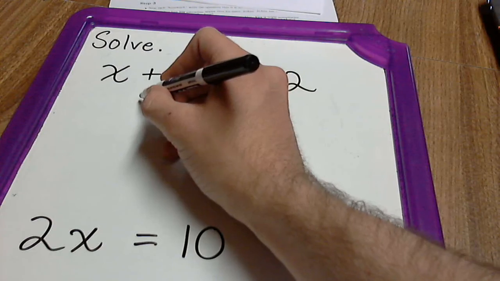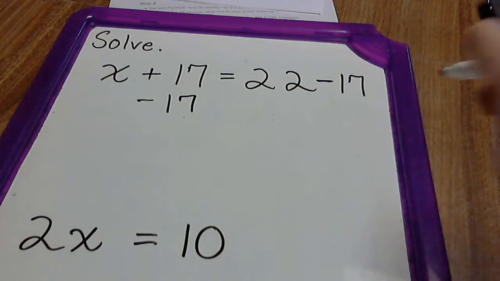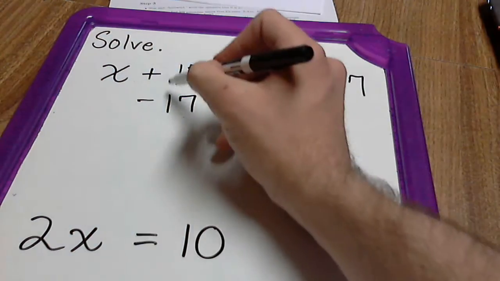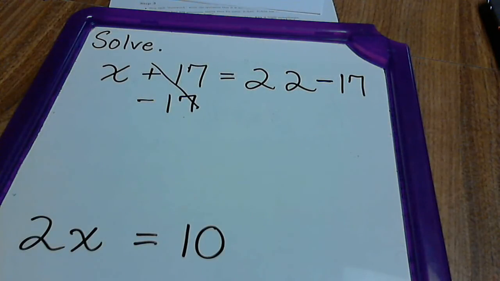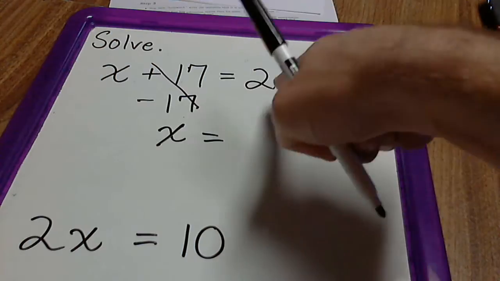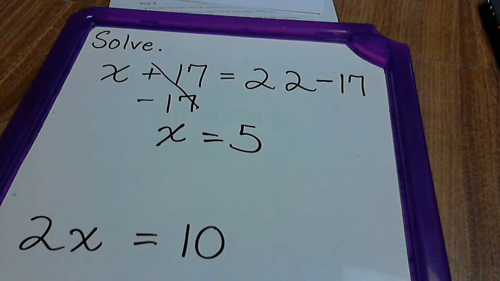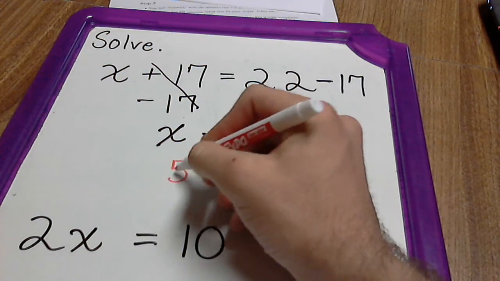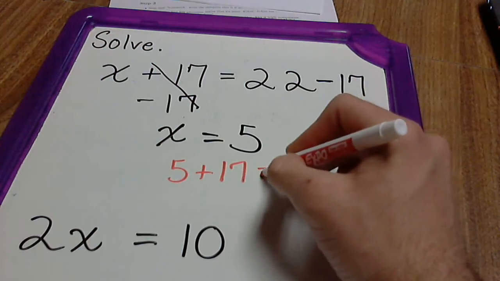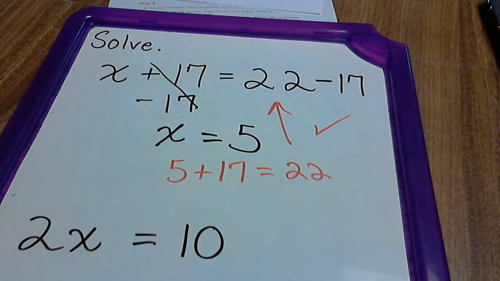So we are going to subtract 17 to get rid of it over here, and we're going to subtract 17 over there as well. So here, they cancel out because 17 minus 17 is 0. So then all you have left is x equals 22 minus 17, which is 5. And so if we were to go and check that now, by plugging 5 in for x, we could say 5 plus 17 equals 22, which is what we wanted up here, so it checks.